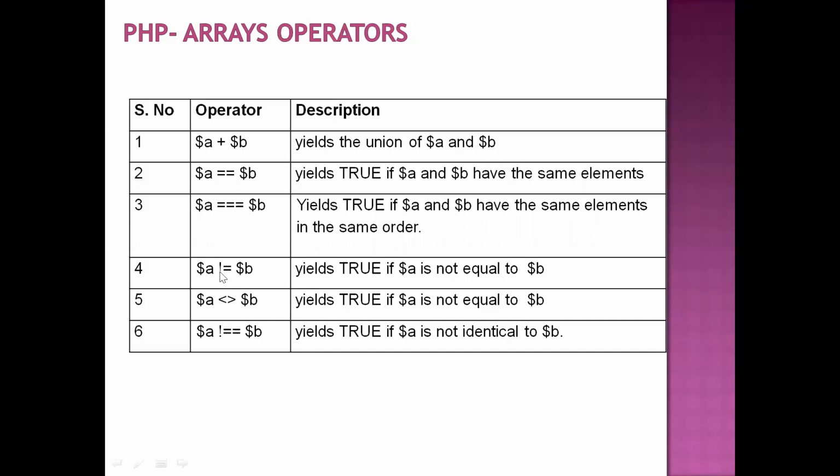And for the not equal to operator, there are two not equal to operators available in PHP. This not equal to operator returns true if those two array contents are not equal. And here also, this returns true if both are not equal. And this is the not identical operator. This operator is used for comparing whether the two arrays are not identical or not. It returns true if both are not identical. It returns false if both are equal. So this is about the operators that we can apply on arrays.